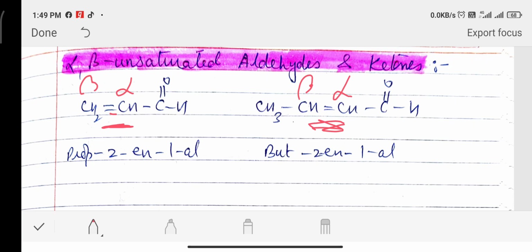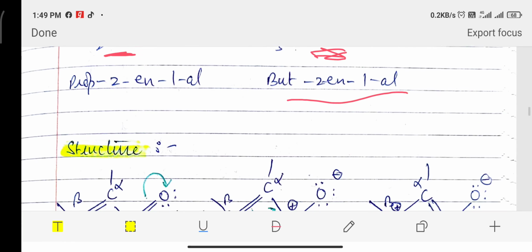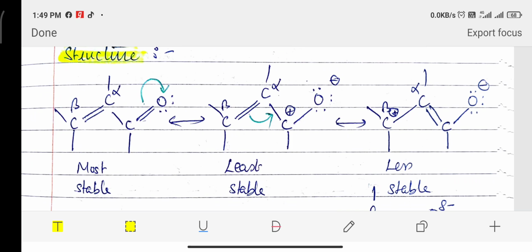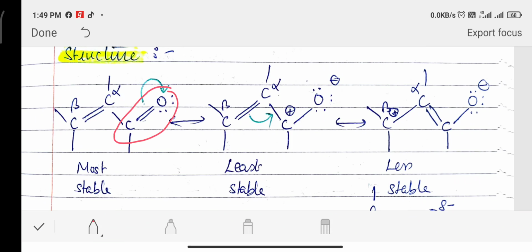So this IUPAC name can be written as prop-2-en-1-al for this, but-2-en-1-al for this. This we have already done in IUPAC naming. So next is the structure. The structure is the carbon carrying the C double bond O group, then the next carbons, the alpha and beta carbons, have a double bond. This is the most stable structure.